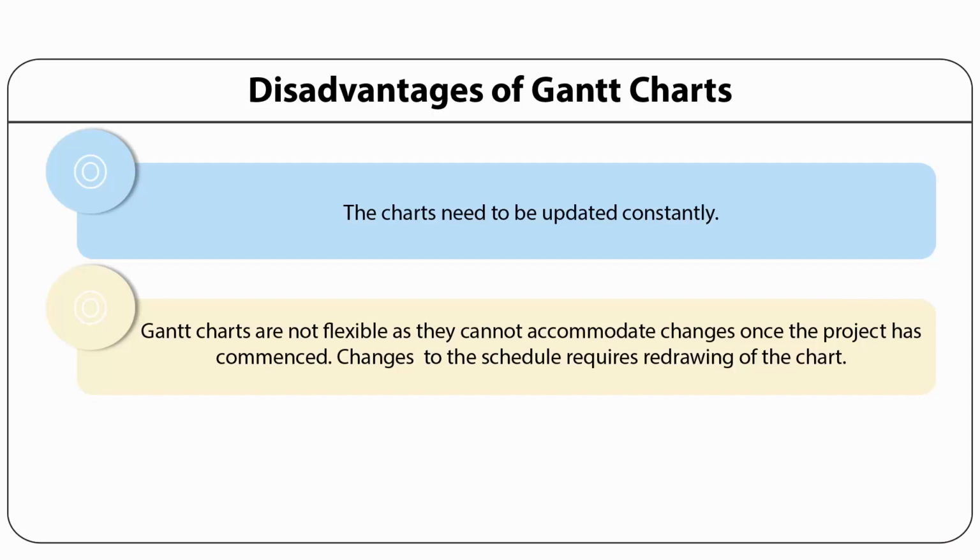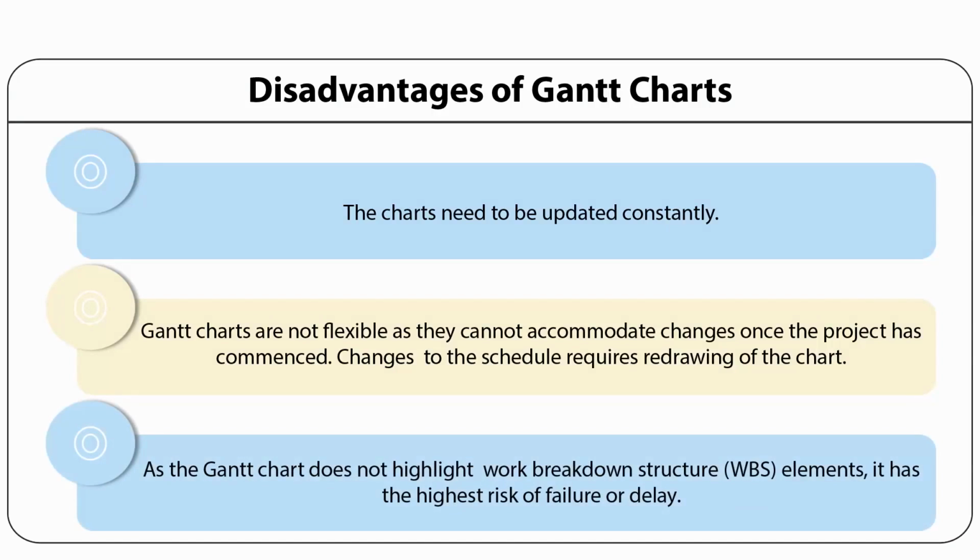Changes to the schedule require redrawing of the chart. And lastly, the Gantt chart does not highlight work breakdown structure elements. It has the highest risk of failure or delay.